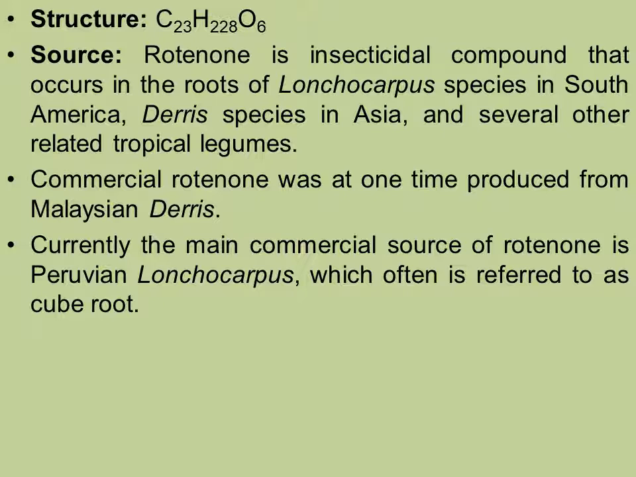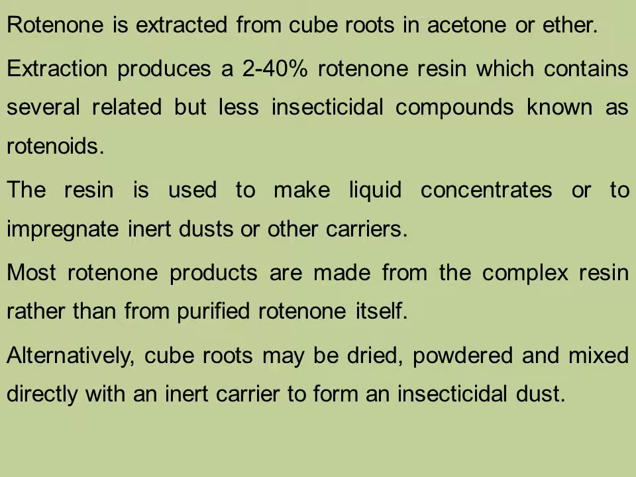Rotenone is an insecticidal compound that occurs in the roots of Lonchocarpus species in South America, Derris species in Asia, and several other related tropical legumes. Commercial rotenone was at one time produced from Malaysian Derris. Currently, the main commercial source of rotenone is Peruvian Lonchocarpus, which often is referred to as cube root. Rotenone is extracted from cube roots in acetone or ether. These are the solvents, because it is soluble in organic solvents.